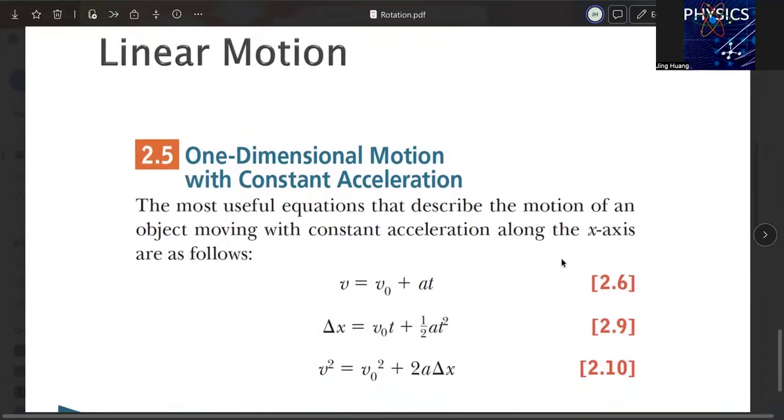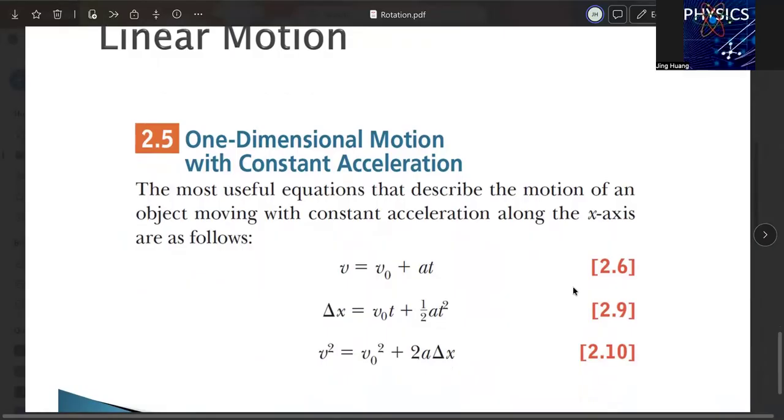Speaking of linear motion, here I want to make sure you have these equations. This linear motion is a one-dimensional motion with constant acceleration. That's the pattern. And the physics laws are these three equations, 2.6, 2.9, and 2.10. When we solve the linear motion problems, we need to use these equations.